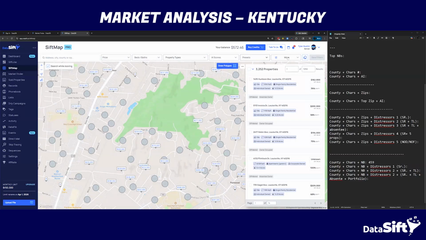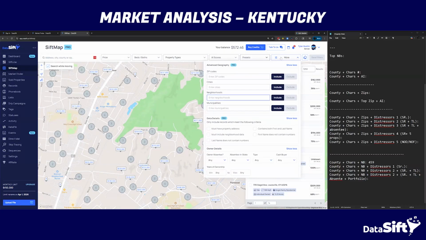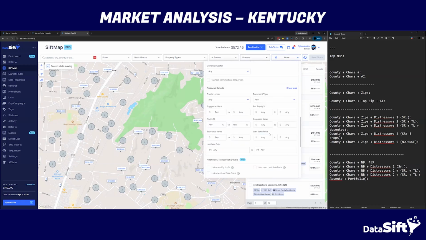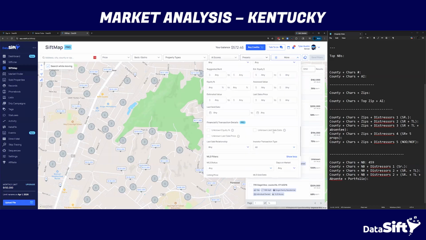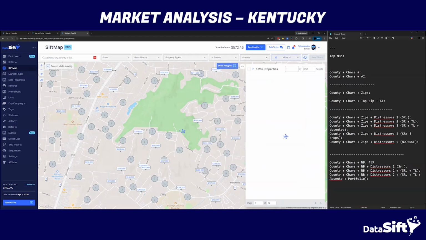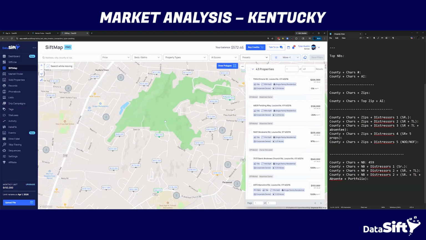deeper here. I'm going to remove the whole area here. I'm just going to add that neighborhood again. In fact, I'm not even worried about the neighborhood. I'm just going to say I just want to see all pending investor transactions here, and click apply. And we can see there's quite a bit of pending investor transactions here.